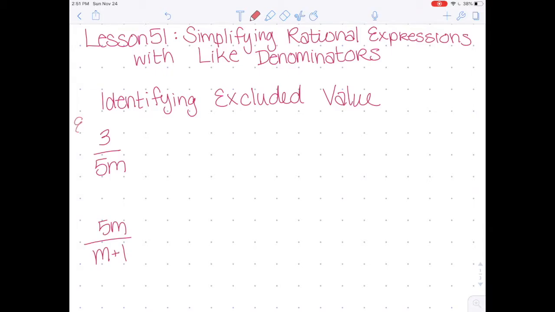If we look at this example here, remember all we do with identifying the excluded value is we're trying to see what is going to make the denominator 0, because that makes it impossible. So that's the value we have to leave out. We just take this denominator, set it equal to 0, and solve, because that will give us the value that the variable cannot be. So we're going to divide by 5 and m is 0. So the excluded value is m cannot equal 0. We have done this part before, so this should be a little bit of a review.